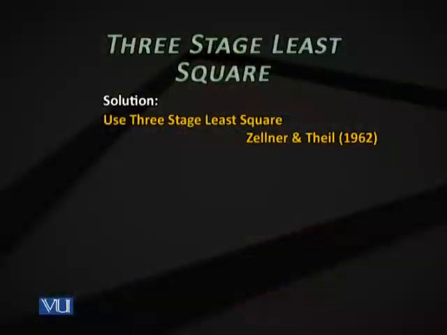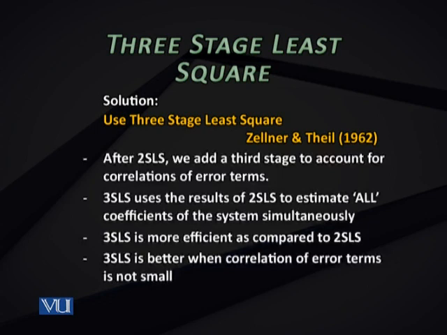So this is why the three-stage least square methodology was devised by Zellner and other authors in 1962 in a famous paper in Econometrica, and they provided an estimation technique which includes a third stage. So the first two stages are similar, and you have a third stage which shows how we can estimate 3SLS structural parameters.